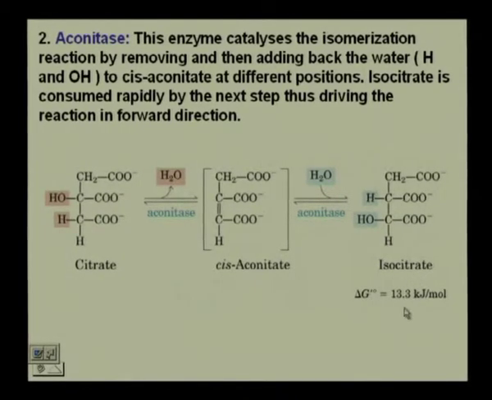Now, actually the delta G0 prime, if you see here, is a positive quantity, okay. But since there is some equilibrium, any little bit of this that is formed is pushed into going into the next step. So, eventually the reaction goes in the forward direction because the product is being removed. Okay. So, that is our second step. Our first step was the formation of citrate by citrate synthase. The next step is the formation of isocitrate.